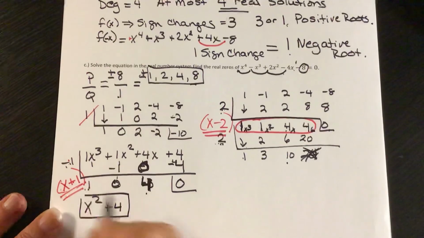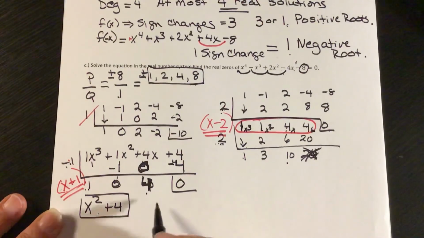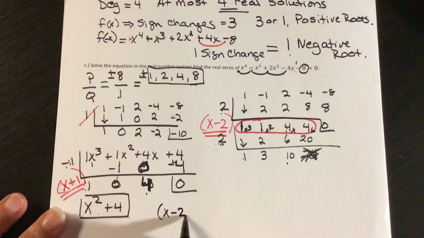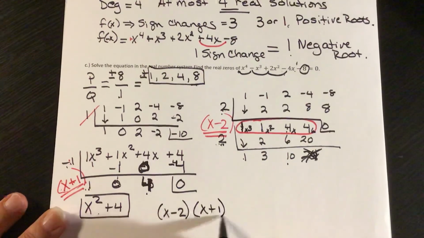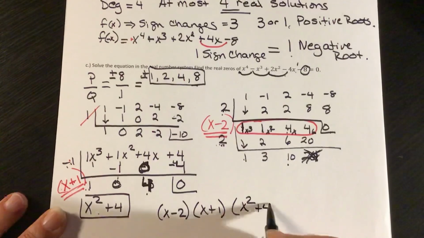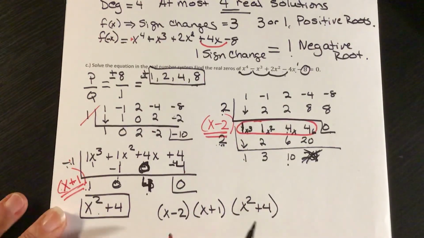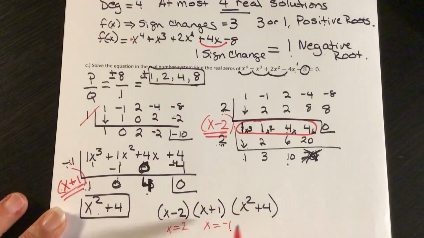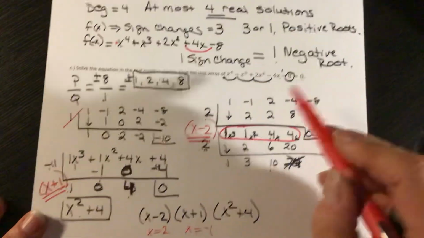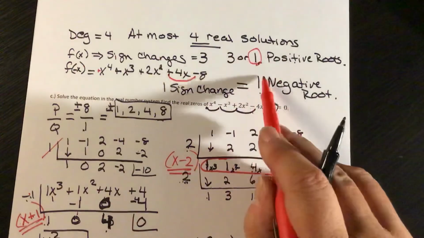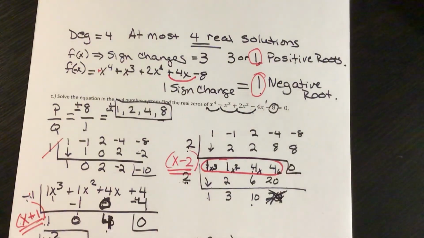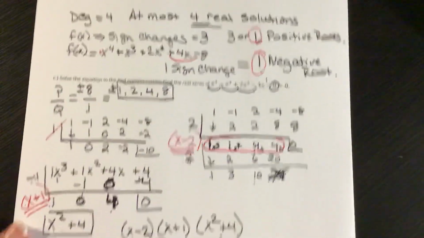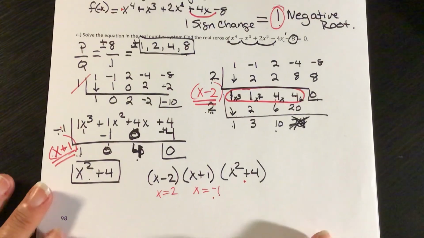And we've seen that before. This cannot be factored. So I'm left with x minus 2 times x plus 1 times x squared plus 4. My zeros are x equals 2 and x equals negative 1, 2 real zeros where I could have at most 4, and one of them is positive, one of them is negative, and this is not a real number solution. So that just kind of captures everything here.